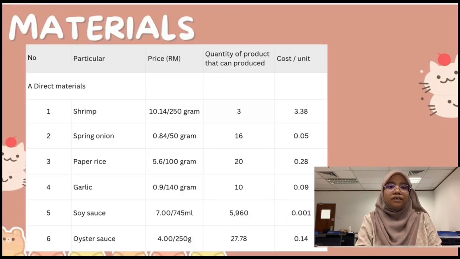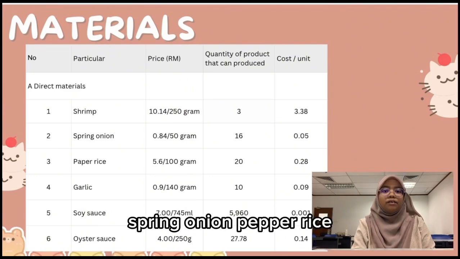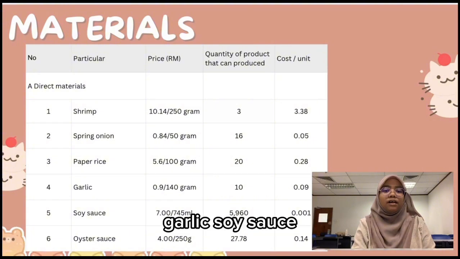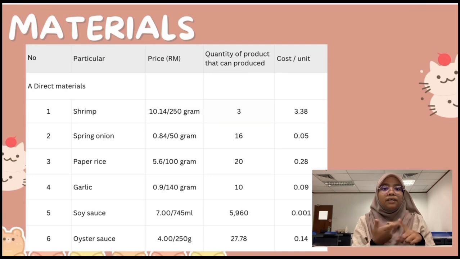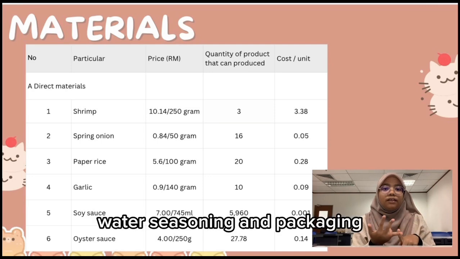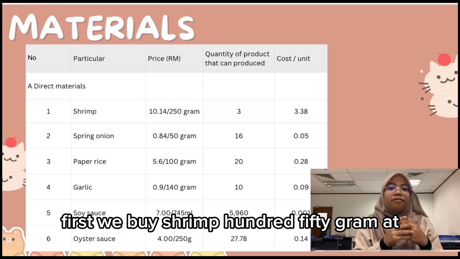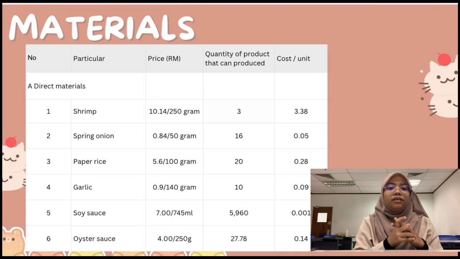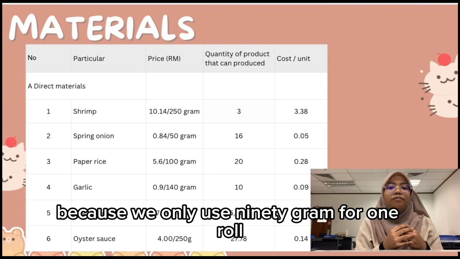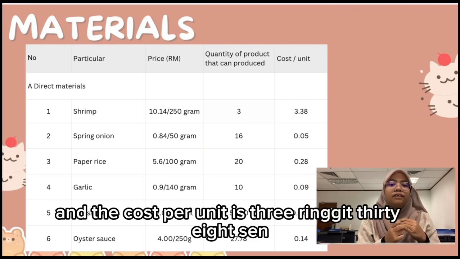For the materials, the direct materials we buy are shrimp, spring onion, pepper rice, garlic, soy sauce, oyster sauce, black pepper, sesame oil, water, seasoning and packaging. First, we buy shrimp 150 grams at 10 ringgit 50 cents. So we can produce 3 shrimp rolls because we only use 90 grams for 1 roll. And the cost per unit is 3 ringgit 38 cents.